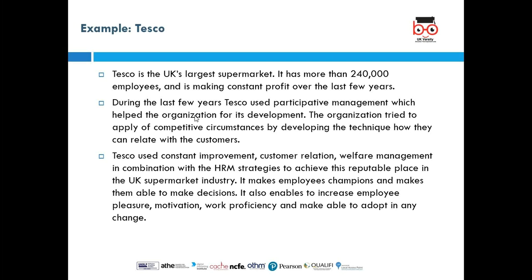The UK's largest supermarket, with more than 240,000 employees and a very famous CEO. During the last few years, Tesco was known for its participative management, which helped the organization develop and be very successful. It focused on customer relations, constant improvement, and welfare of employees. One of the things Tesco did innovatively was to introduce a Tesco loyalty card. Every time you shop, you have a Tesco card as a customer, and it gives you points for the things you buy in the supermarket.